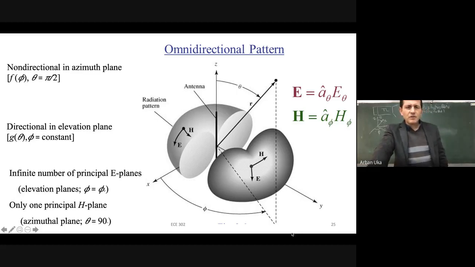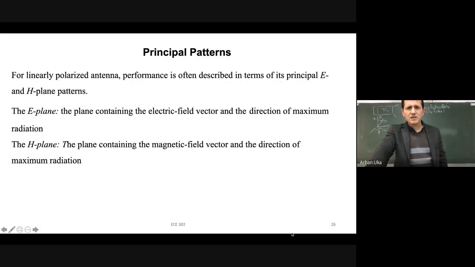Now, we call this one omnidirectional, but it's not purely omnidirectional, because a purely omnidirectional pattern would also give a strong electric field along the z-axis, which means where x and y would be equal to 0. We're going to discuss this again later. So, principal patterns for linearly polarized antennas: performance is described in terms of the principal E and H plane patterns.